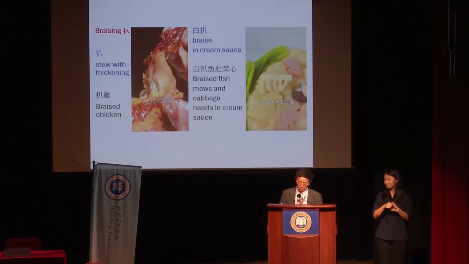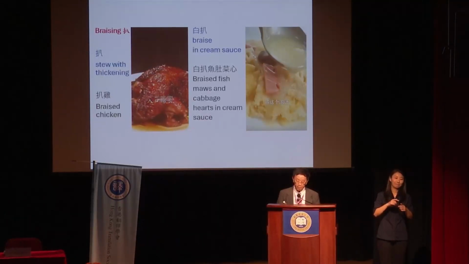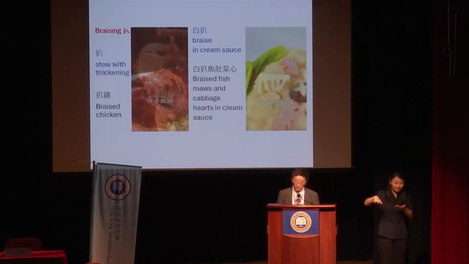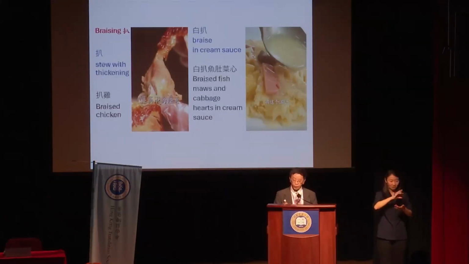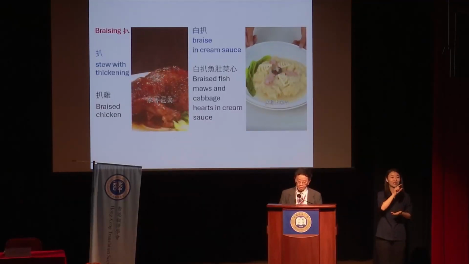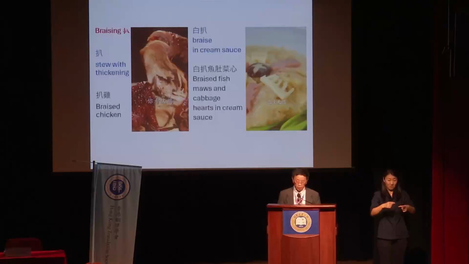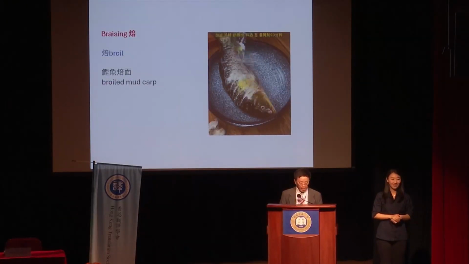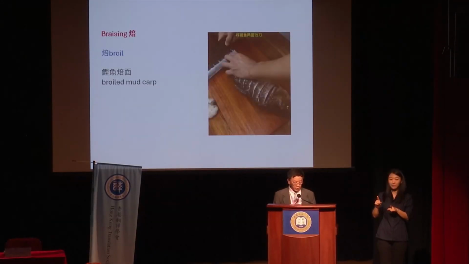Braising, you can use the word pa to describe the cooking method. Say pa ji would be braised chicken. And you can also braise it with kind of cream. Then this is bai pa, say bai pa yu du cai xin, and so on. Also you can use broiled, say li yu pei mian would be another way.